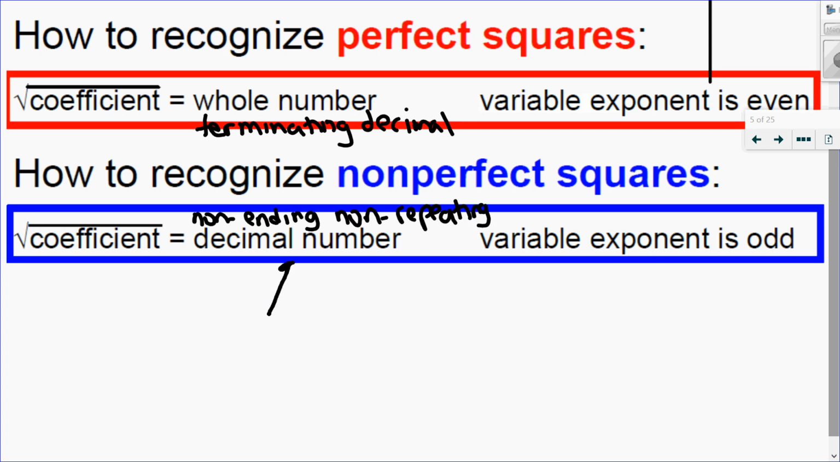And these numbers here are actually called irrational numbers. That's what an irrational number is. So if I take the square root of something and it's a non-ending, non-repeating decimal, then it is not a perfect square. Let me show you an example.